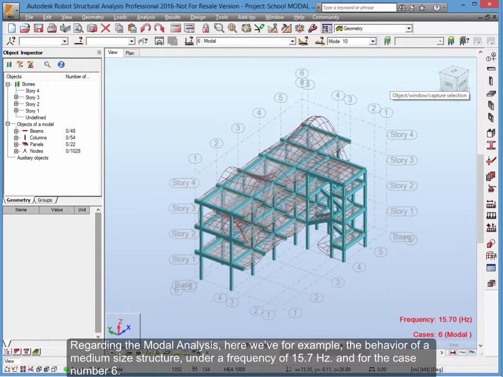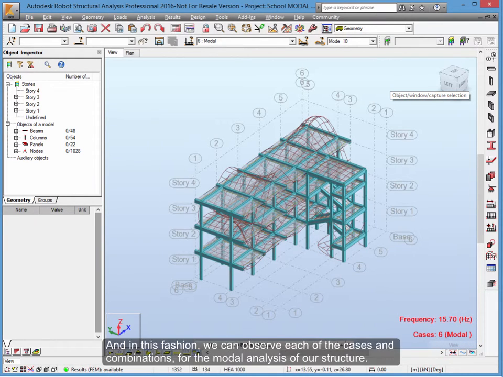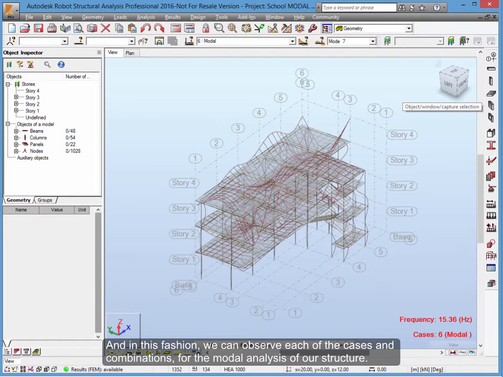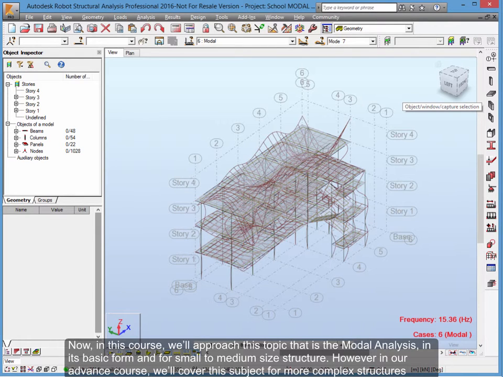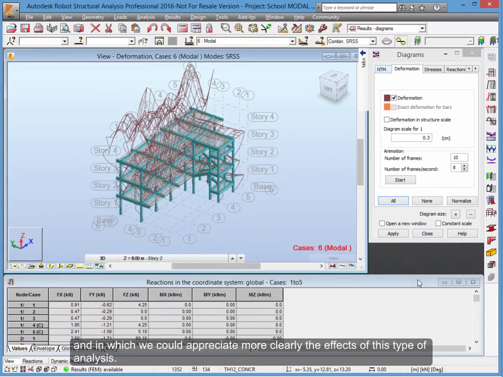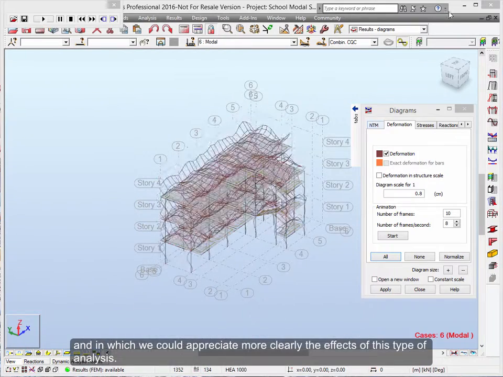Regarding the modal analysis, here we have for example, the behavior of a medium-sized structure, under a frequency of 15.7 Hz, and for the case number 6. And in this fashion, we can observe each of the cases and combinations, for the modal analysis of our structure. Now, in this course, we'll approach this topic, that is the modal analysis, in its basic form and for small to medium-sized structures. However, in our advanced course, we'll cover this subject for more complex structures, and in which we could appreciate more clearly the effects of this type of analysis.